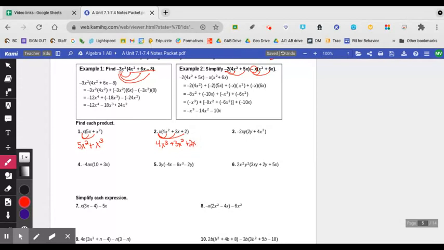Number 3, we're distributing negative 2xy. So I do negative 2xy times 2y. So negative 2 times 2 is negative 4, xy squared. Then I multiply negative 2xy times 4x squared. That's negative 8x cubed y. I want you to pause and do 4, 5, and 6.